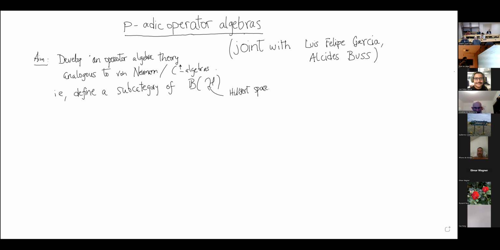Now the question is, what do I mean by a Hilbert space in this p-ADIC setting? That's one of the questions I'll try to answer. Also, to have any examples of operator algebras, I also want to define non-separable Hilbert spaces. So that's something to keep in mind.